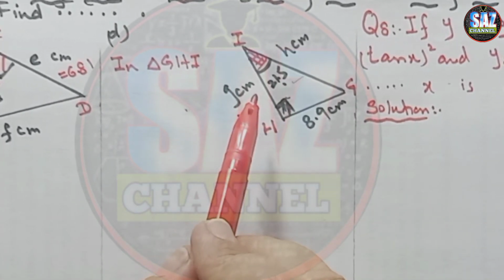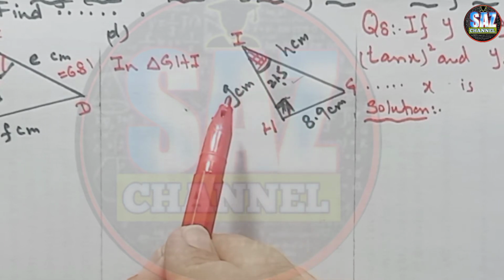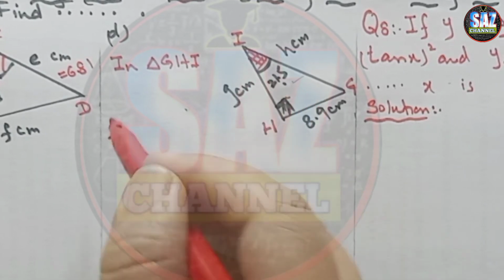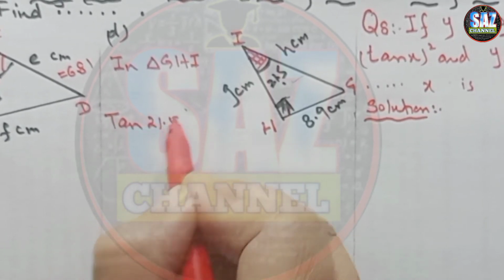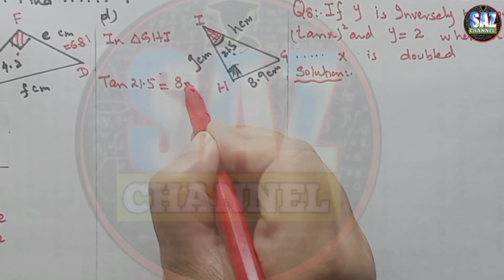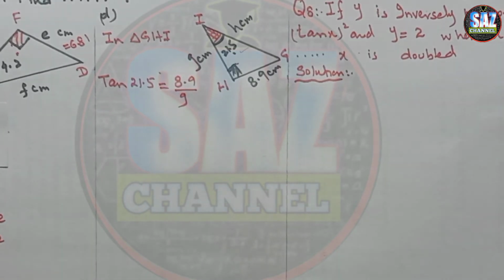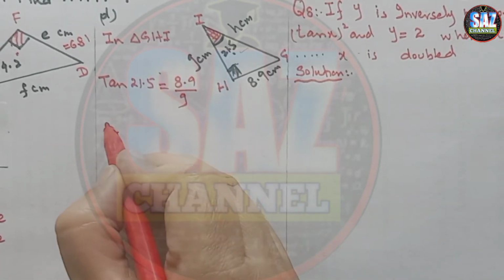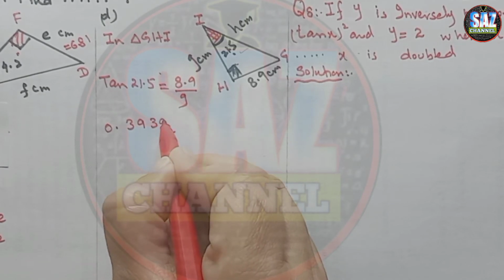First we are going to find the value of G. Opposite upon adjacent: tangent 21.5 degrees equals opposite 8.9 upon G. Now tangent 21.5 gives me 0.3939 equals 8.9 upon G.